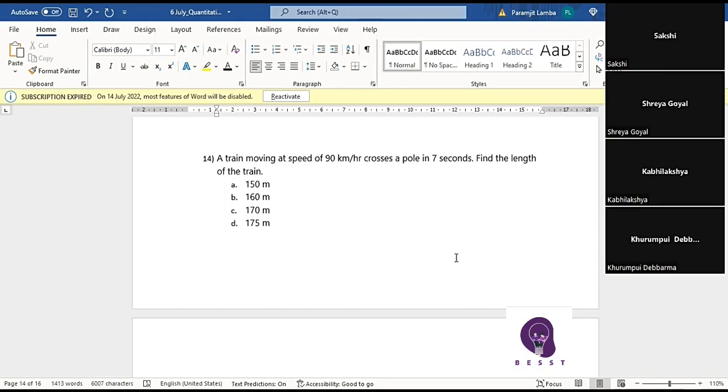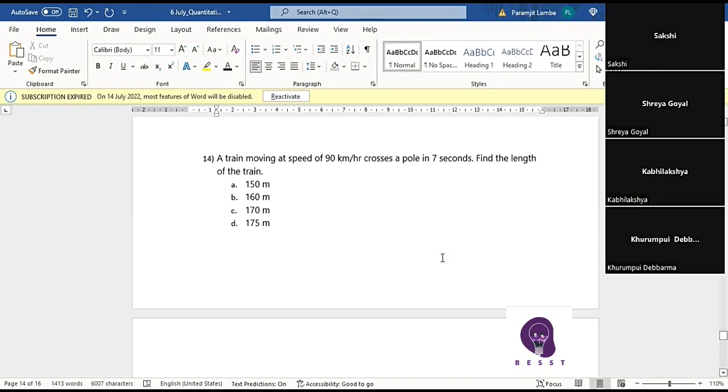A train moving at a speed of 90 kilometers per hour crosses a pole in 7 seconds. Find the length of the train. Why should we find the length of the train? But since it's there, we need to find the answer.